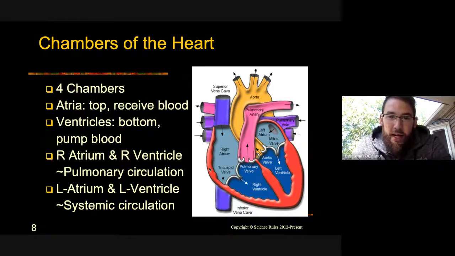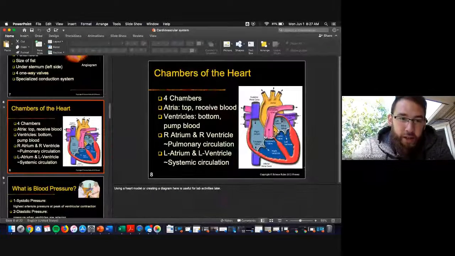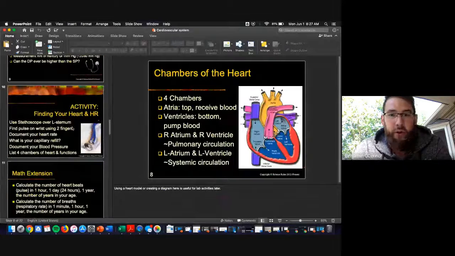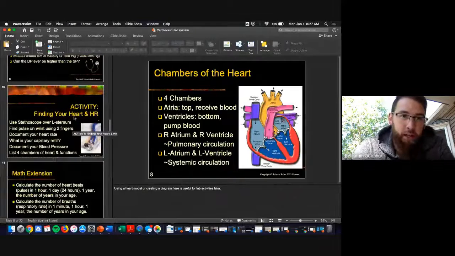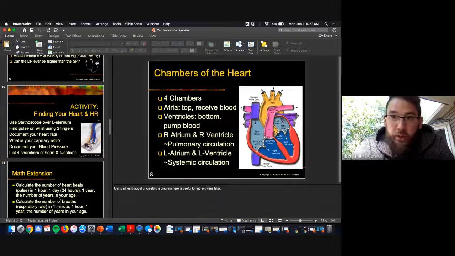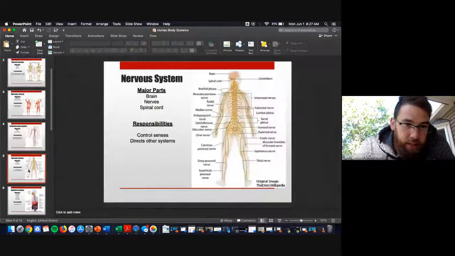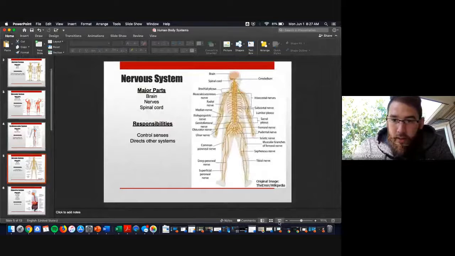And so, again, I don't want to go too much into the heart. The heart is very, very cool, very, very complicated. But I don't want to overdo it. So, last but not least, the nervous system.